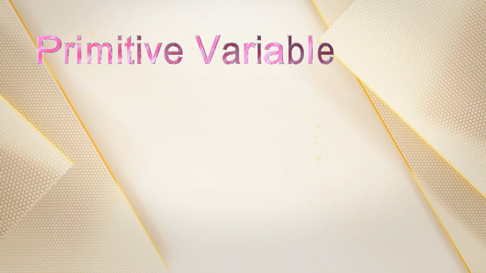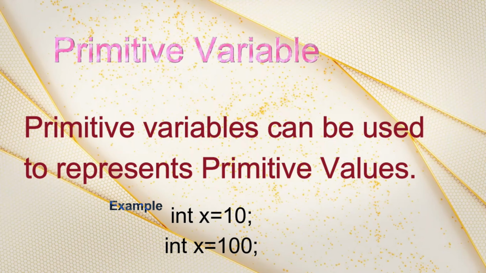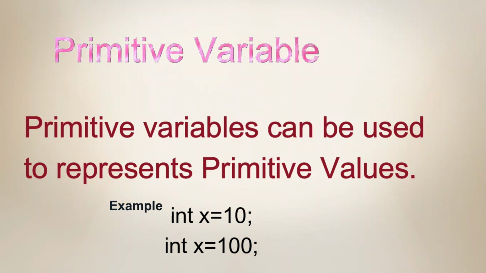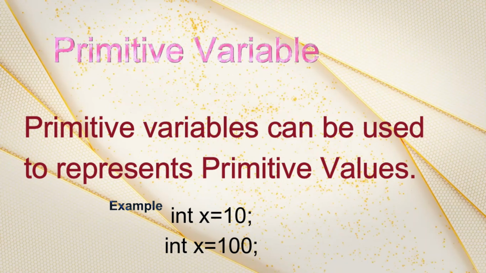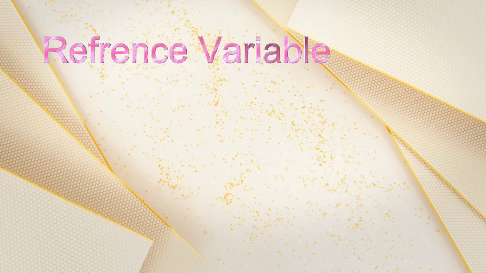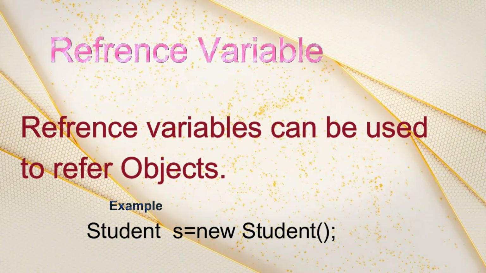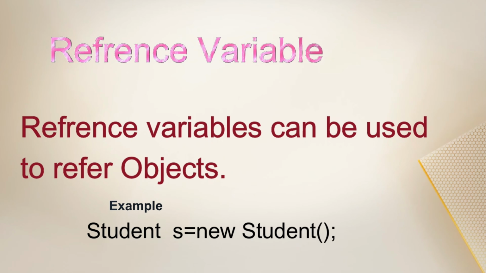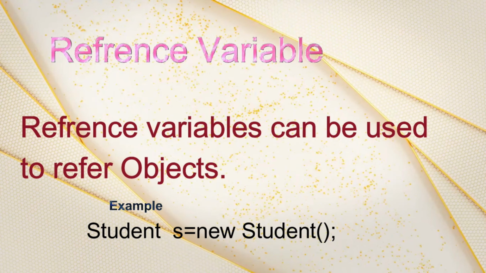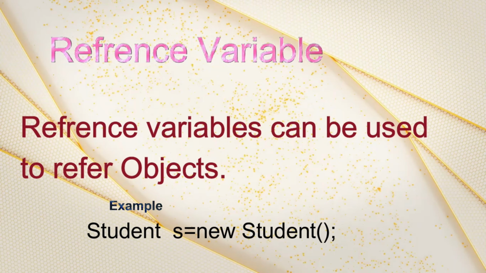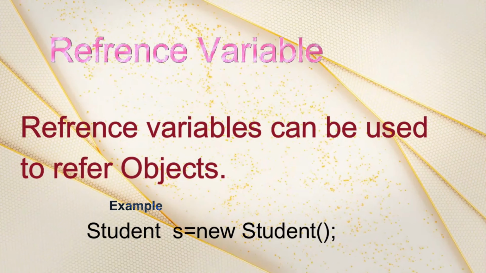Primitive variables can be used to represent primitive values, such as int x = 0, int x = 100. Reference variable: the reference variable can be used to refer to objects, such as when we create an object of a Student class. Student s = new Student. So s is the reference variable for the Student class.